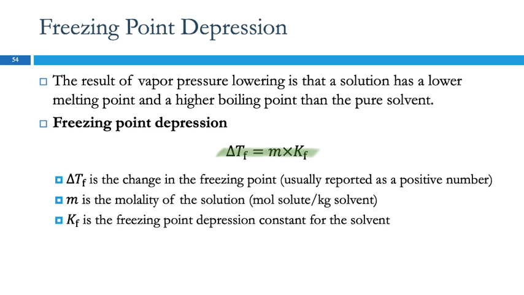Delta Tf, the change in the freezing point, as it says there in parentheses, is usually reported as a positive number, which kind of breaks all the rules because this should be the final minus the initial. It should be a negative number, but it isn't. I don't know why they do that, but we just have to deal with it.